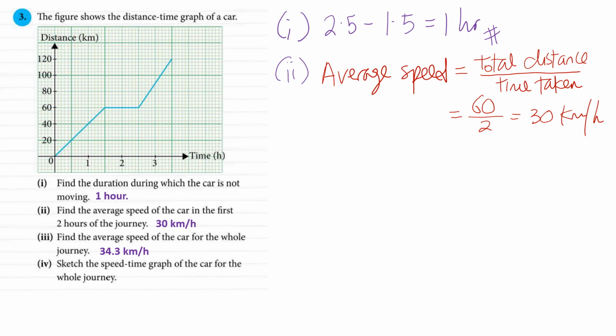All right, let's look at part 3. Find the average speed of the car for the whole journey. To find the average speed, we have to find the total distance traveled, divided by the total time taken.